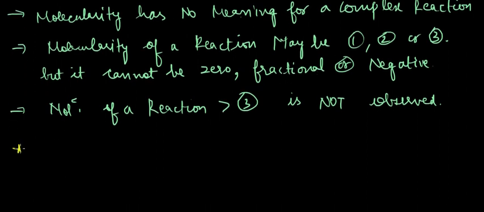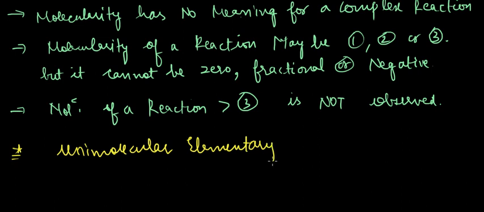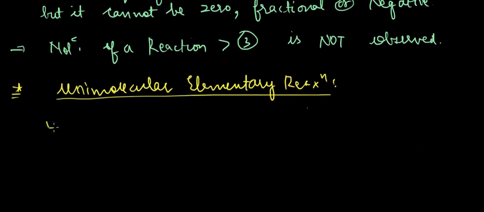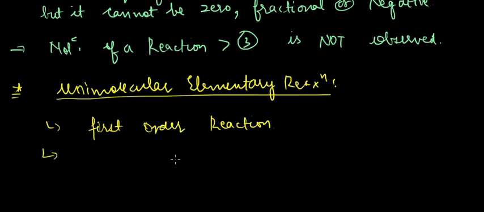Next, we'll be seeing a unimolecular elementary reaction. So it is a first order reaction because the molecularity of a unimolecular elementary reaction would be the same as the order of the reaction. The molecularity of a unimolecular elementary reaction would be 1, hence it would be a first order reaction. And bimolecular elementary reaction is a second order reaction.